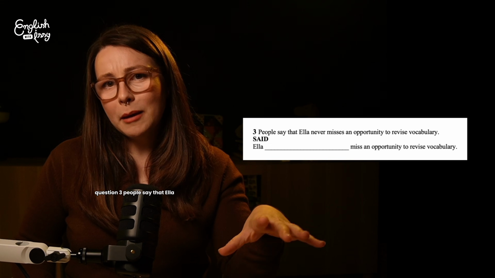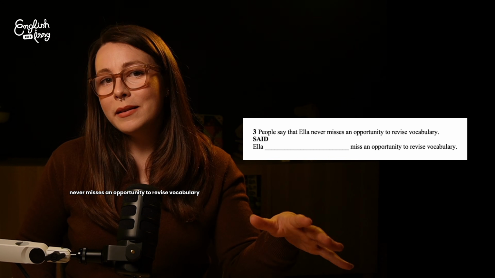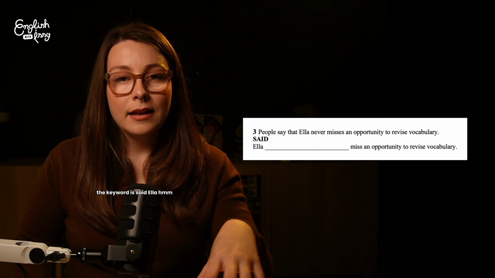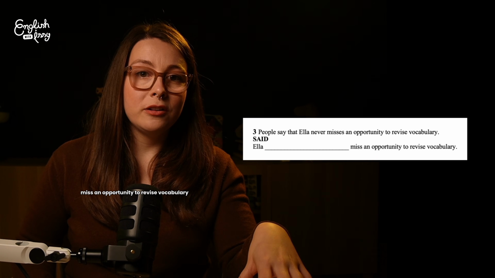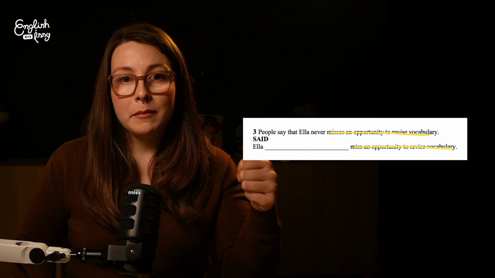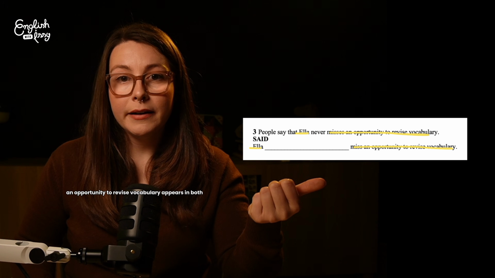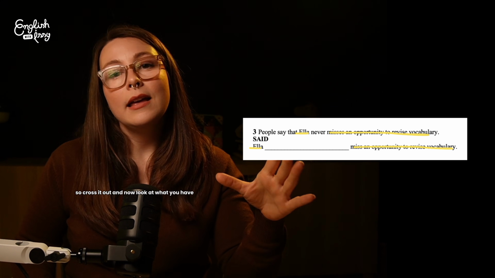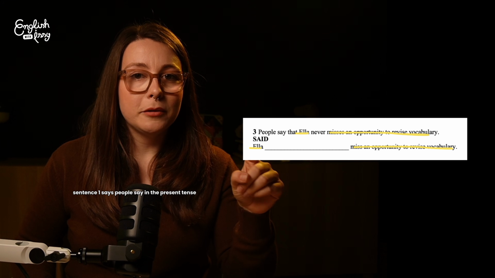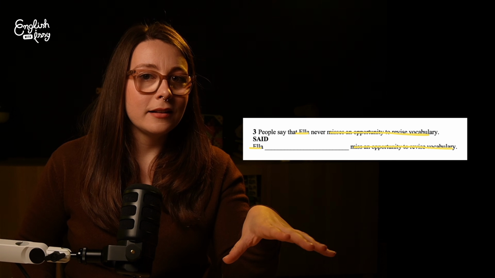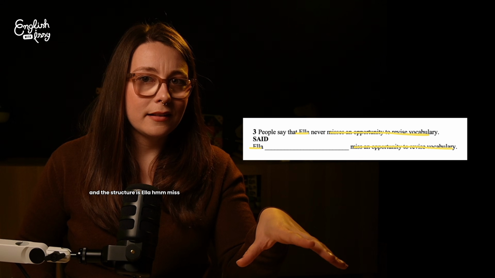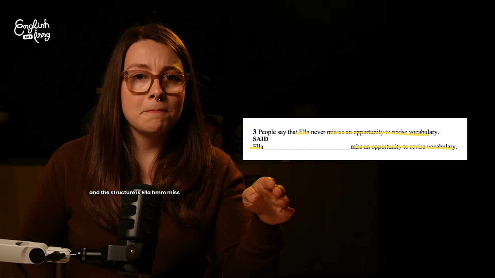Question 3. People say that Ella never misses an opportunity to revise vocabulary. The keyword is said. Ella, missed an opportunity to revise vocabulary. So cross out the repeated parts. Miss an opportunity to revise vocabulary appears in both, so cross it out. And now look at what you have. Sentence 1 says people say in the present tense. And sentence 2 gives us said in the past tense. And the structure is Ella, miss.